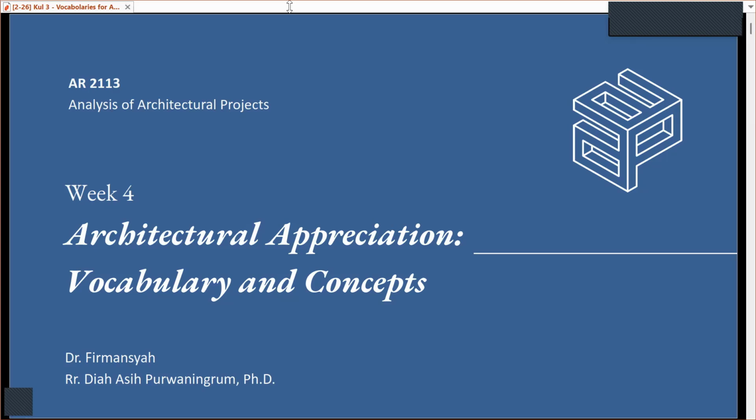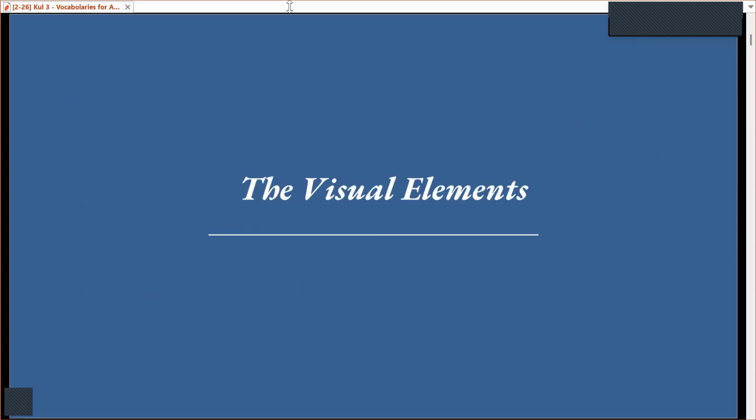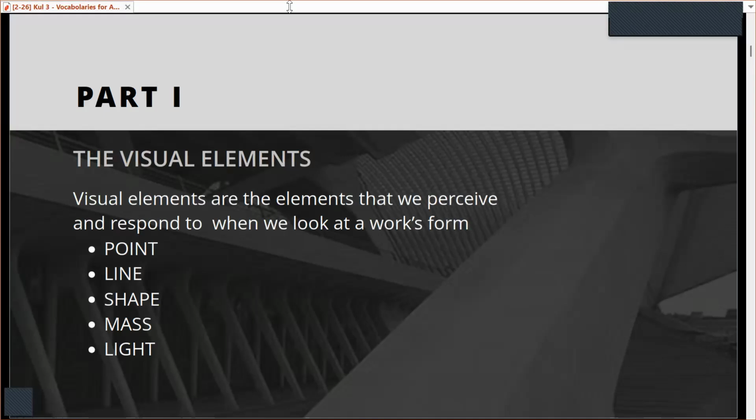I want to make it short, hopefully just an hour, because it's actually not really a difficult topic. It's just a reminder and to give you a sense of this course is the visual elements. We will discuss point, line, shape, mass, and light. These are the visual elements that appear in the visual of the building.